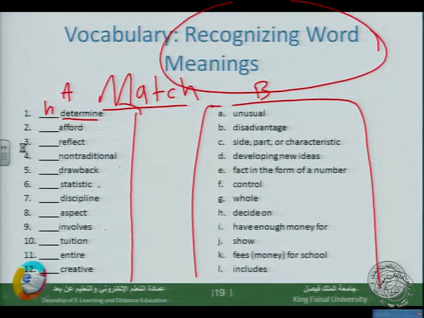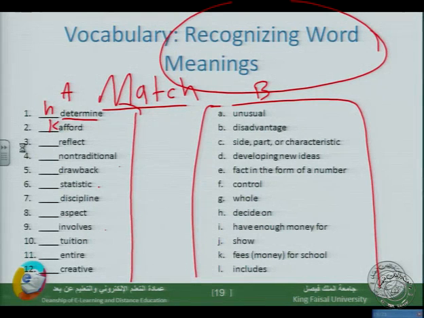Afford. Sometimes your students or your friends or your colleagues may ask you, would you like to go to the cinema, for example? You say, no, I can't afford it. No, I can't afford it means I don't have enough money or fees for it. So it's K. Yeah, it's K.